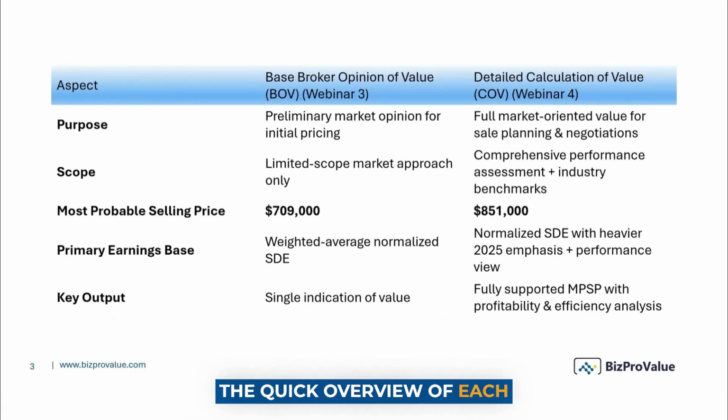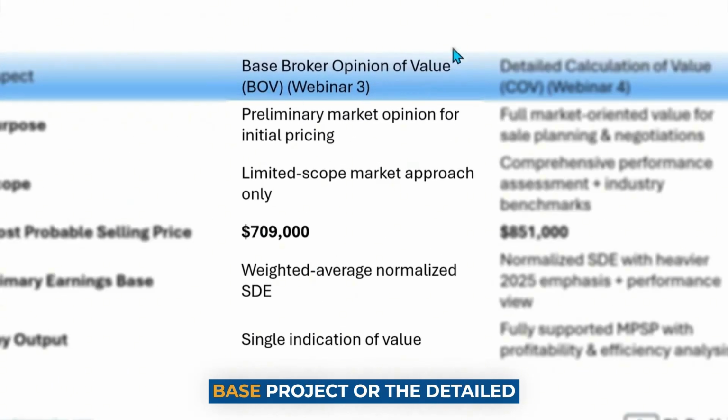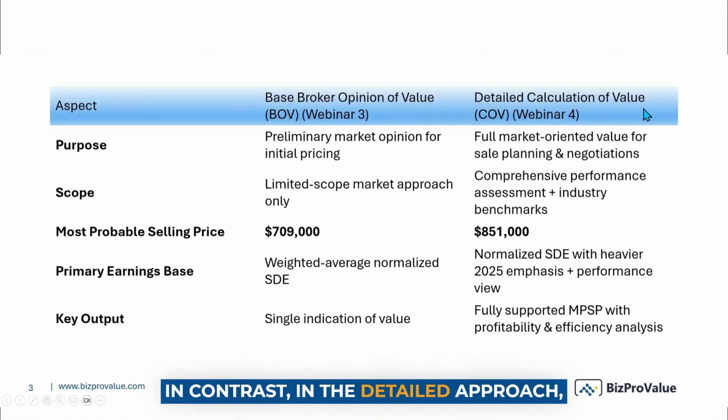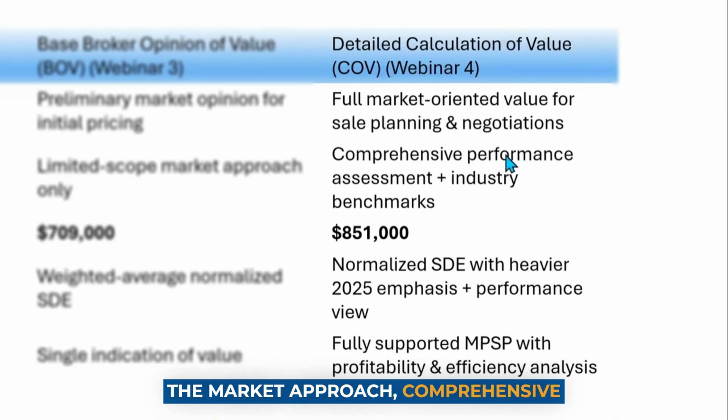The quick overview of each report is, if we look at the base project or the detailed calculation of value, it develops the most probable selling price, and we're using the weighted average or normalized seller discretionary earnings. And in this case, we're relying 100% on that economic benefit to develop this value of $709,000. In contrast, in the detailed approach, the market approach, comprehensive performance assessment, which we can compare to industry benchmarks. And that's going to give us a lot of insight as to our pricing.